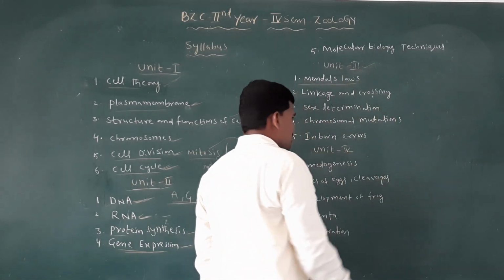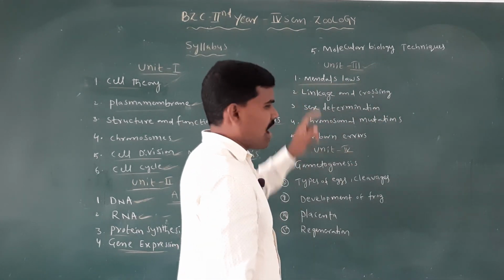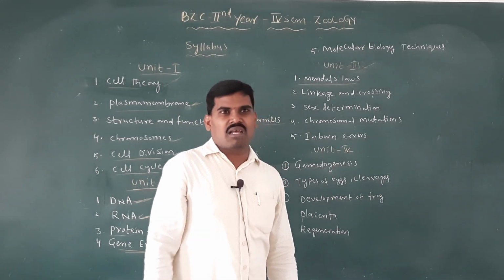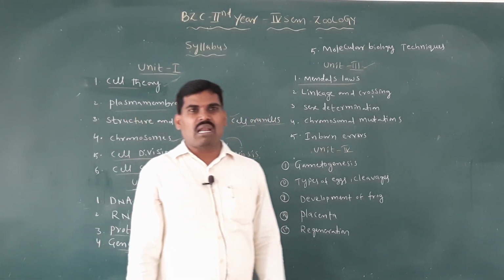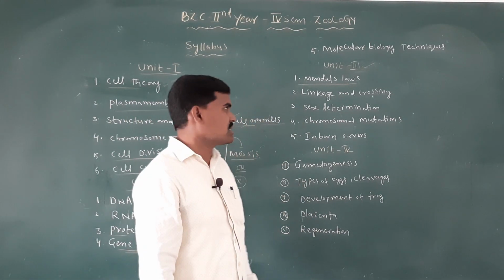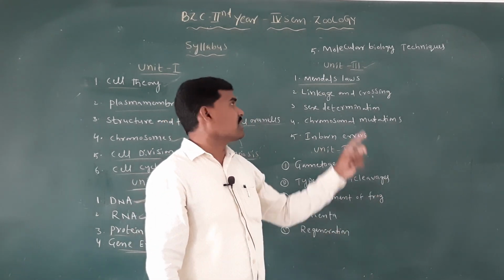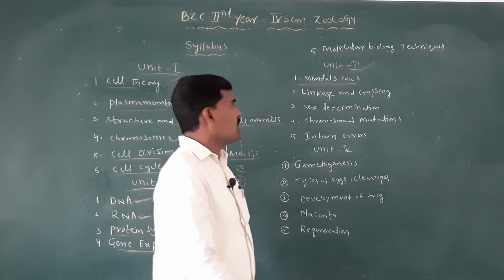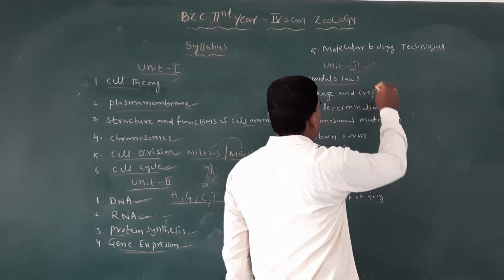Unit number 3 is completely genetics. Mendel's laws, Mendelism. So John Gregor Mendel, the scientist, did a number of experiments on the pea plants. The genetics, the father of genetics, John Gregor Mendel.